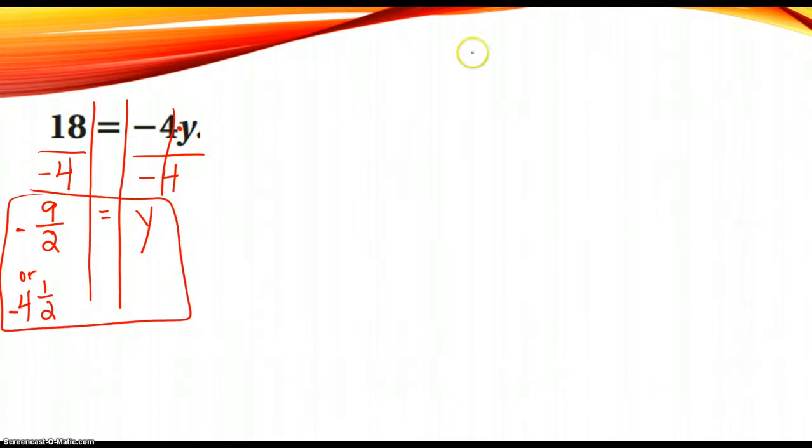Now in this case, when we plug in for our check step, we will probably use our improper fraction because it's much easier to work with. When we plug in that number for our y, if we use this mixed number, negative 4 1/2, we would have to change it back into an improper fraction, so we're just taking a step backwards. So instead, let's just work with our improper fraction.